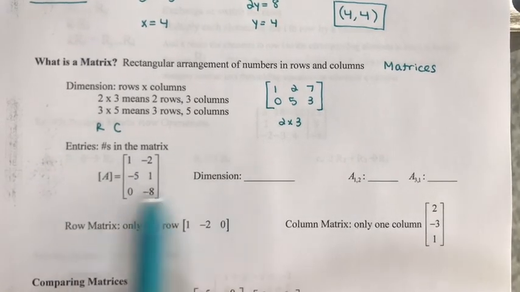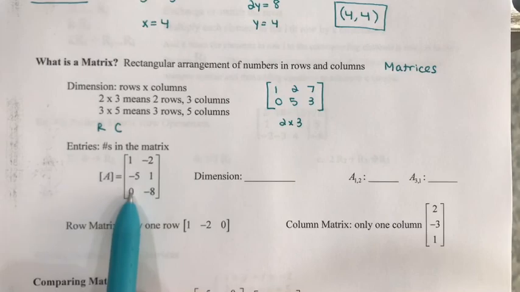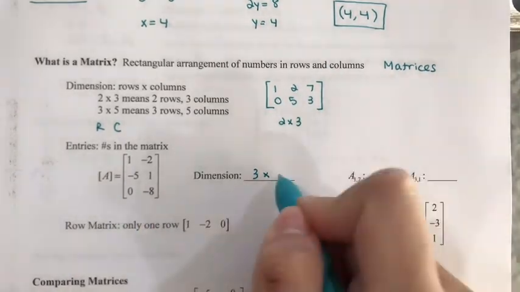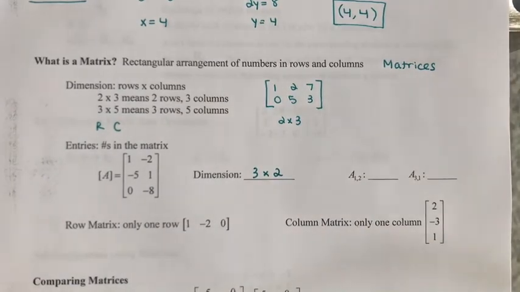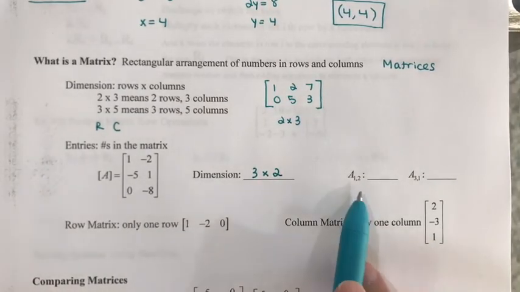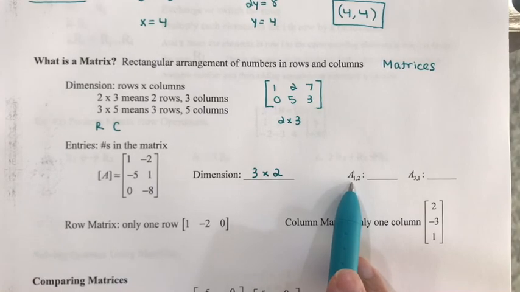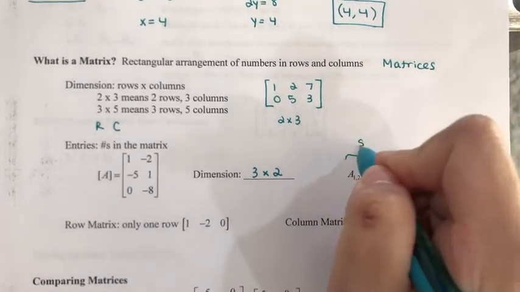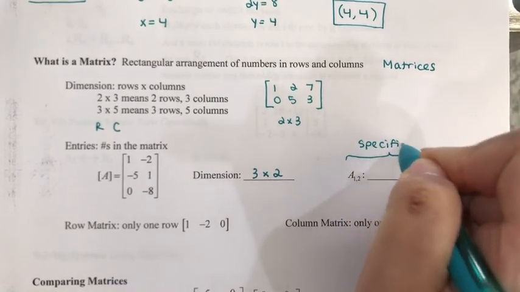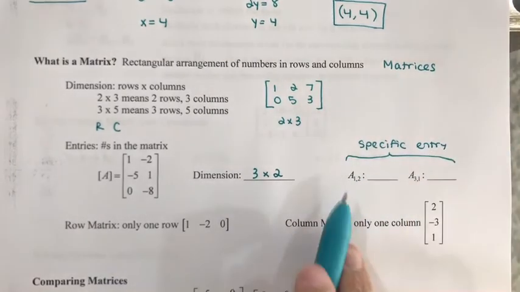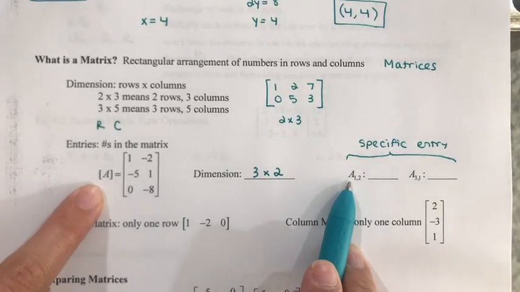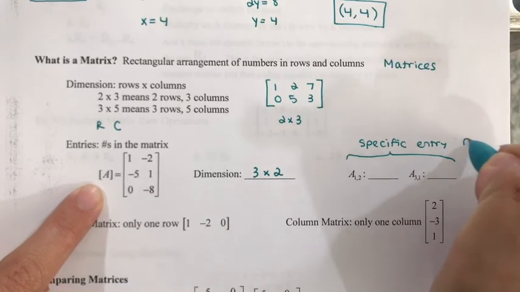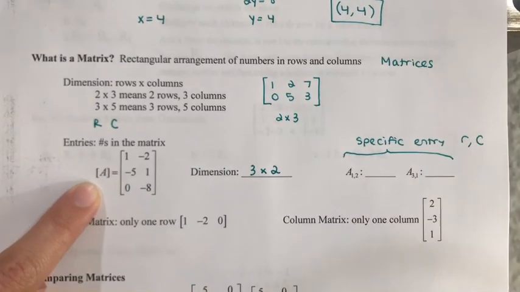So the dimension of this particular matrix, it's got 3 rows and it's got 2 columns. So it would be 3 by 2. When I'm asking for a specific entry, that's what's going on over here. It's telling us which matrix, so it's matrix A. We want the first row, and again, it's always going to be row, comma, column.